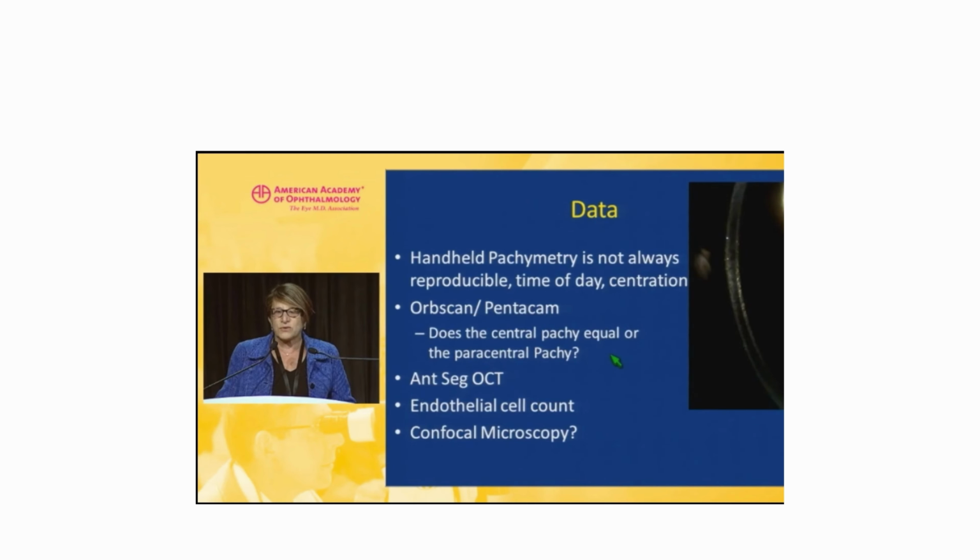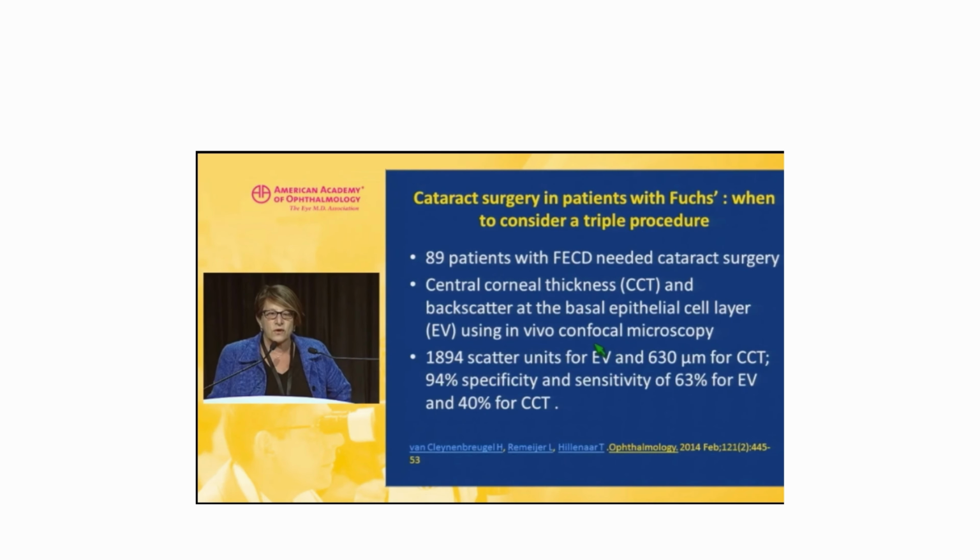But I always like to resort to the data. Data will answer the question for you. Handheld pachymetry is not always reproducible due to the time of day or centration. An Orbscan or Pentacam can give you a lot of information. You want to know if that central pachymetry is equal to the paracentral pachymetry or greater. Anterior segment OCT, endothelial cell counts, and confocal microscopy can also be used.